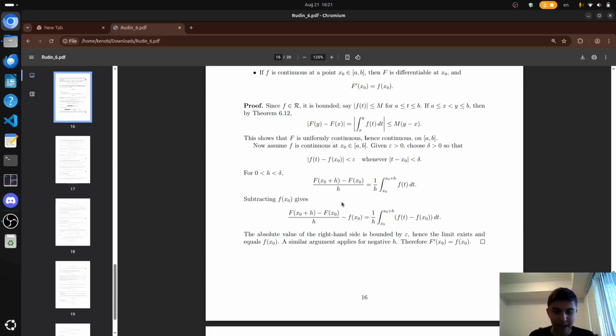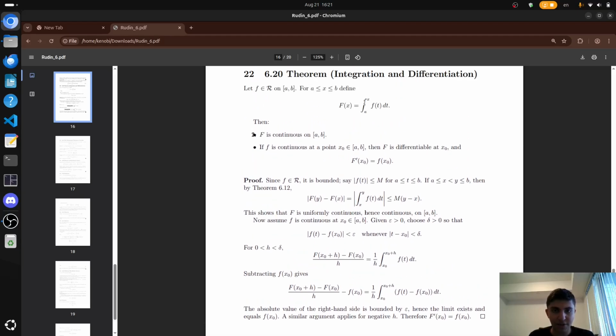We have F(x0 + h) minus F(x0), over h, is equal to this thing over here, which makes sense. As I said, we're switching the endpoints because we're subtracting integrals, and we know they have common parts. So we're just left with this integral from x0 to x0 + h, and we divide the whole thing by h, and we get this result. Subtracting f of x0 gives this integral over here.